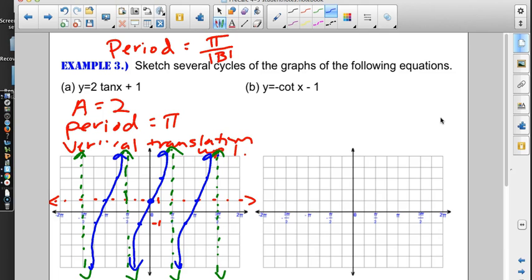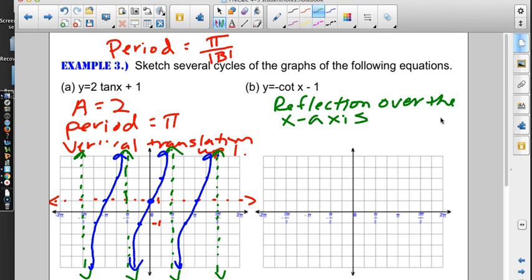All right, so let's look at B. B's looking pretty basic, but see this negative in front here. You know, that negative for cotangent. So we have to remember that this is going to be a reflection over the x-axis. What else would be new and different from the parent function with this one? 1 down. Vertical translation. 1 down.